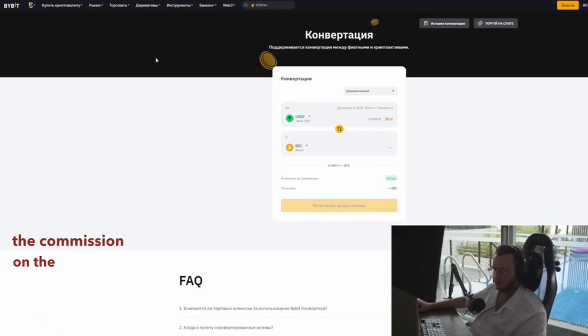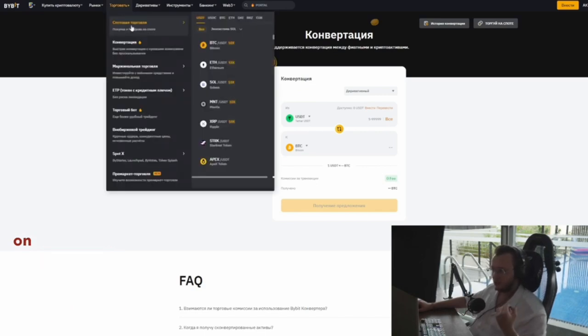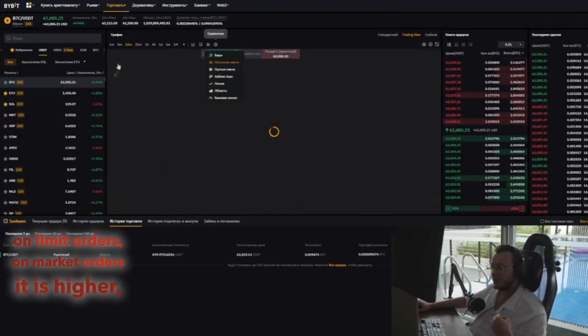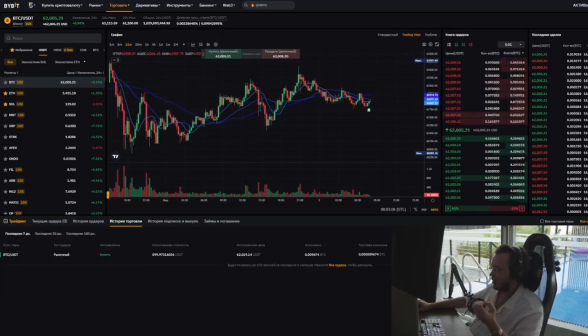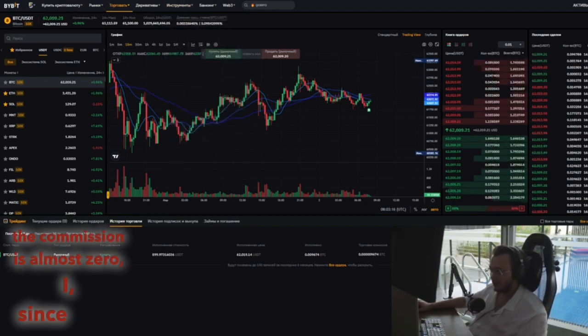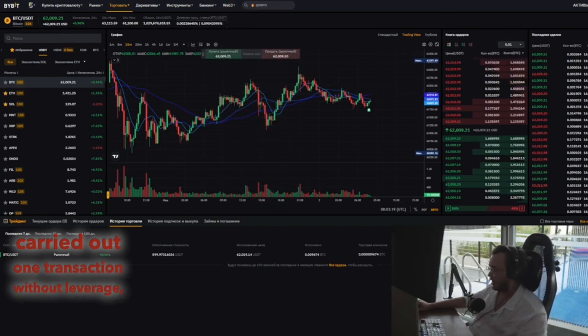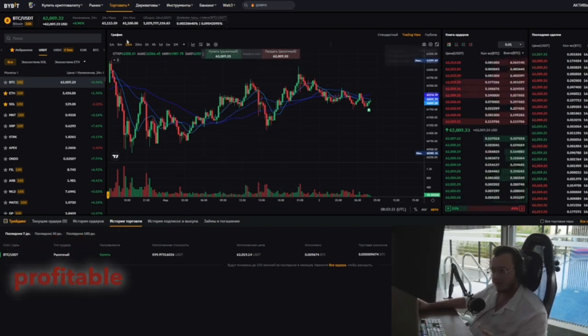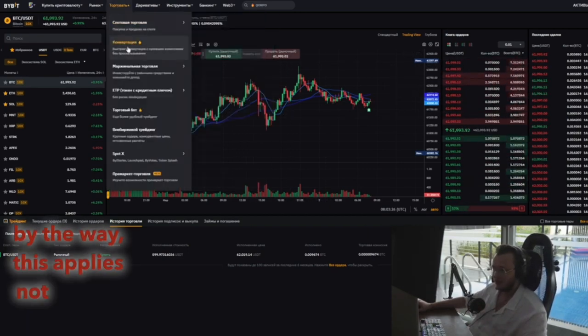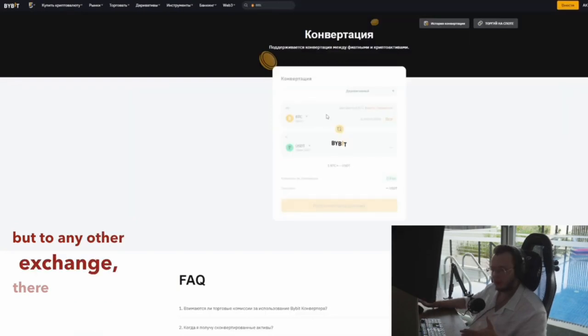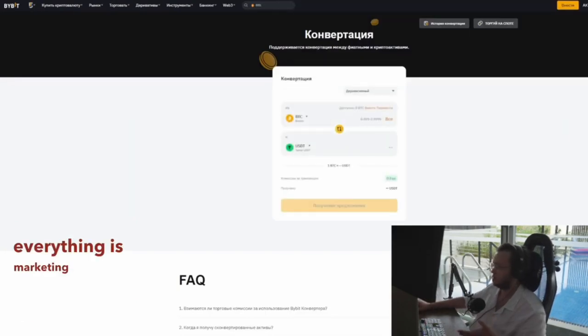Moreover, the commission on the exchange is lower if you buy or sell on limit orders. On market orders, it is higher, but I have just made trades on market orders on Ethereum and Bitcoin, and it is very acceptable. The commission is almost zero, since I just carried out one transaction without leverage. Here it is not profitable, and I do not recommend using this section with conversion. By the way, this applies not only to Bybit, but to any other exchange. There are similar interfaces. Everything is marketing beautiful.